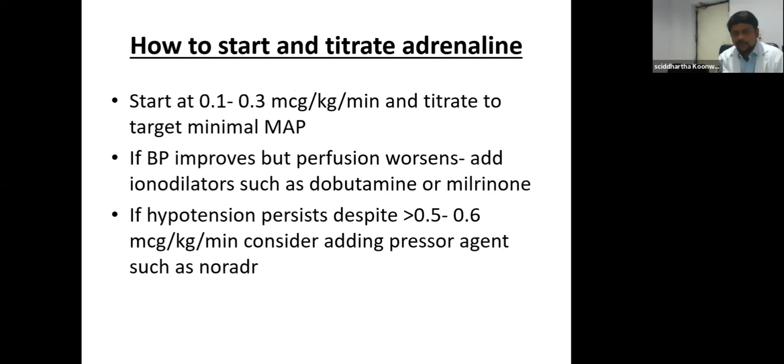Now we are going to discuss how to start and titrate adrenaline. We start at a lower dose of 0.1 to 0.3 microgram per kg per minute and titrate to target minimal mean arterial pressure. If the blood pressure of the patient improves but perfusion worsens, that means the patient's myocardial oxygen demand is increased at higher doses. Actually, adrenaline causes vasoconstriction also. So the perfusion might worsen at higher doses of adrenaline. So in that case, we should add inodilators such as dobutamine or milrinone.